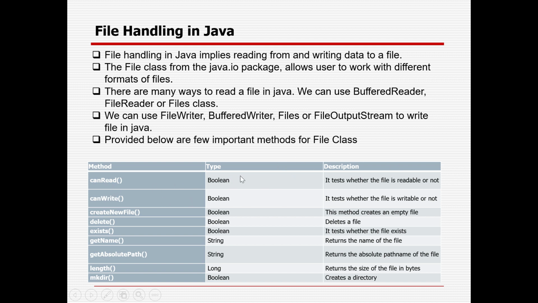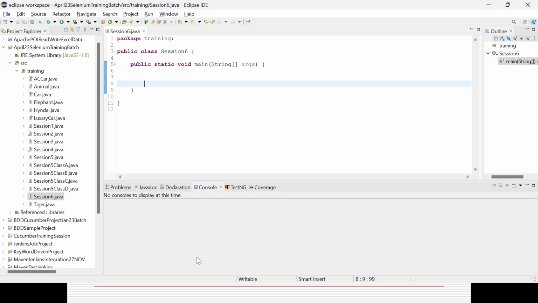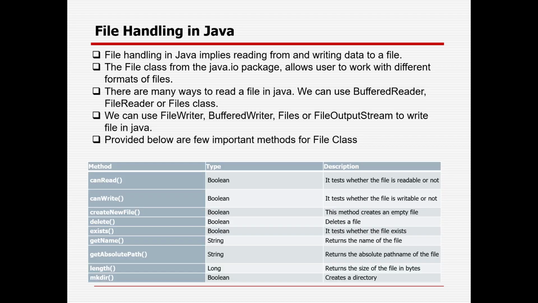canRead will give you a boolean value, true or false, through which you can check whether the file is readable or not. Similarly, canWrite will let you know whether the file is writable or not. createNewFile, through which you can create a new file. Delete, you can delete a file or folder. Exists, you can check whether any file or folder exists. getName, you can get the name of the file. getAbsolutePath, you can get the absolute path of the file. Length, you can get the length of the file, how many total characters are available in the file. And mkdir, through which you can create a folder structure or directory.